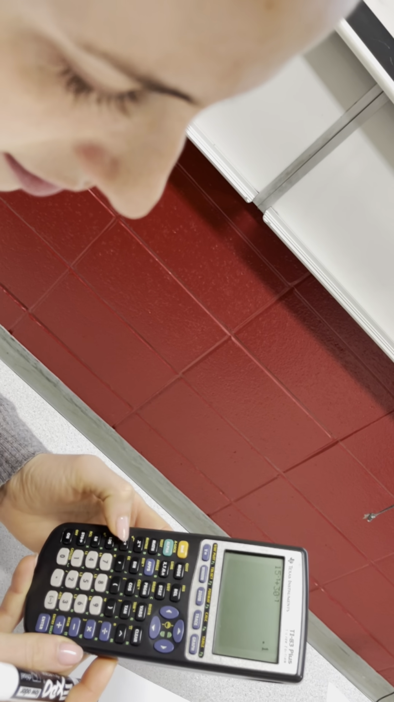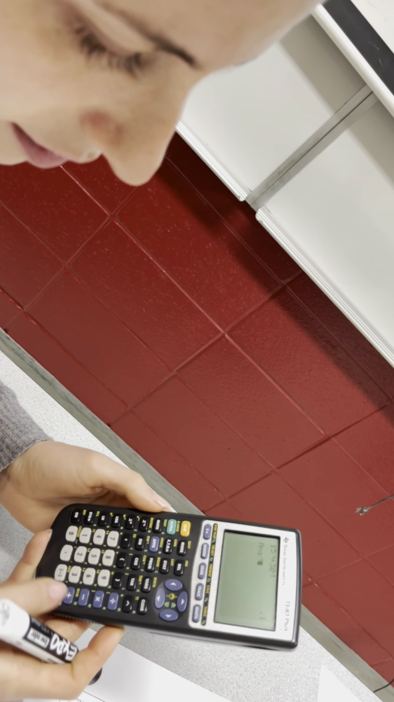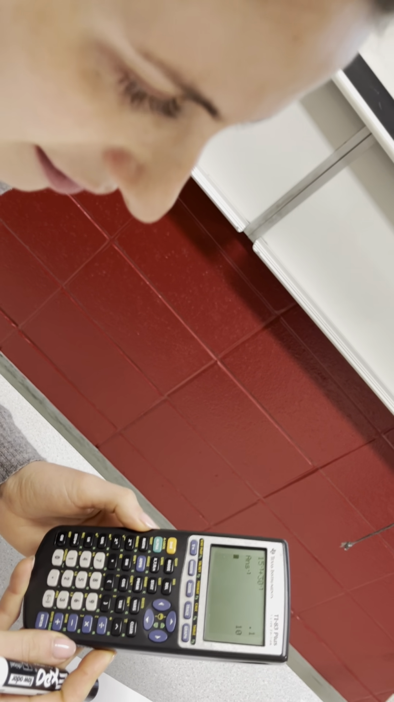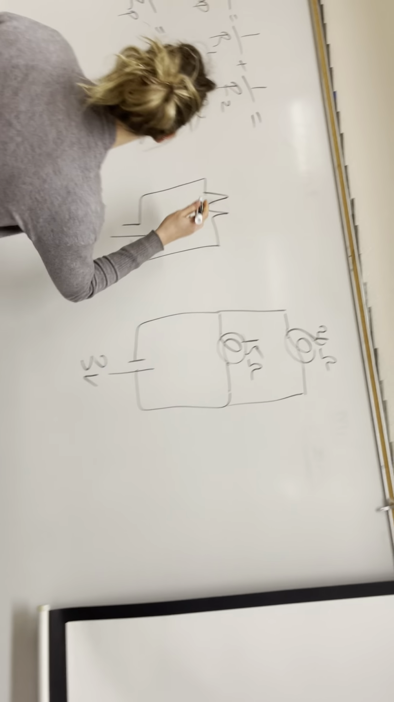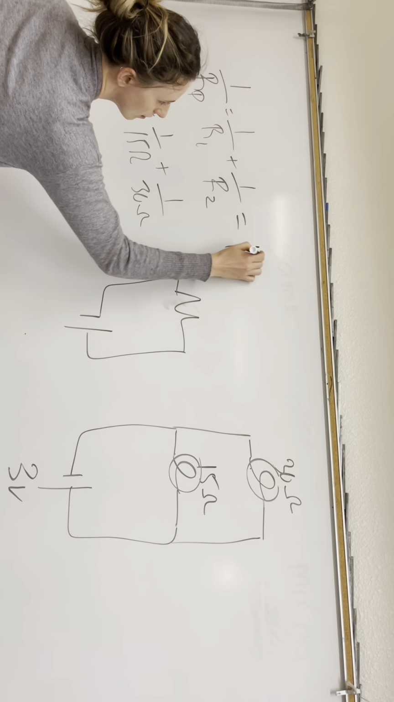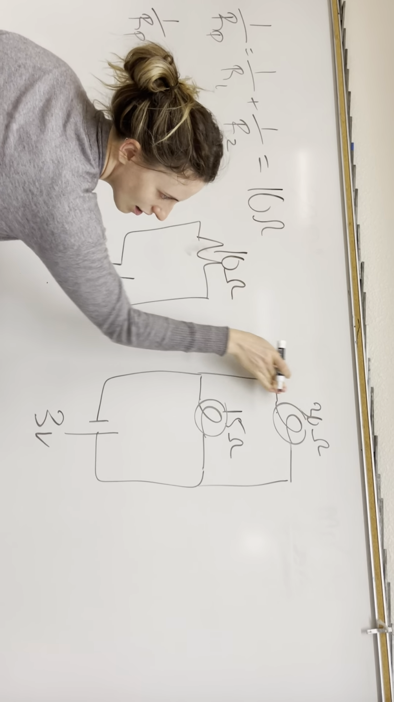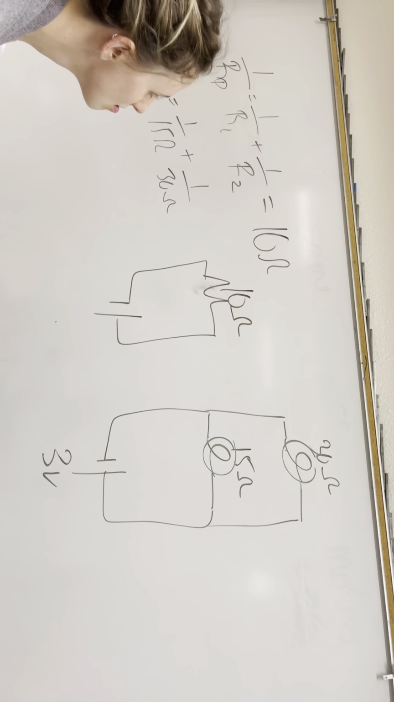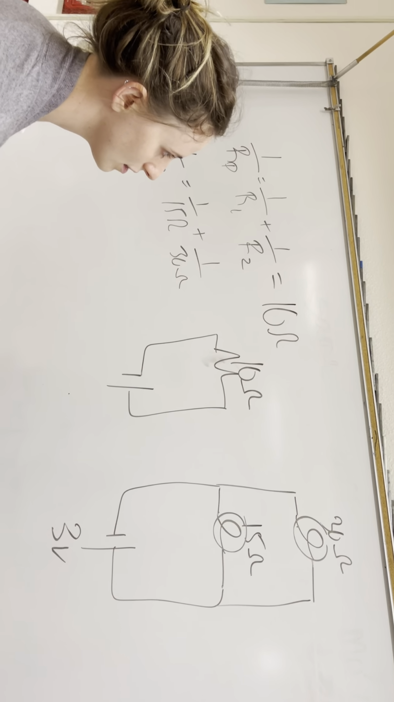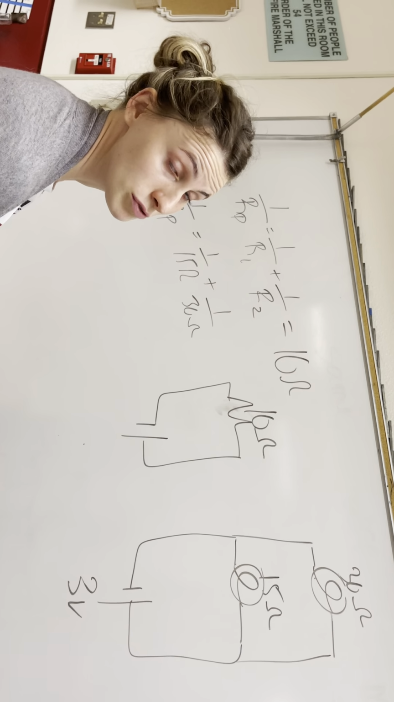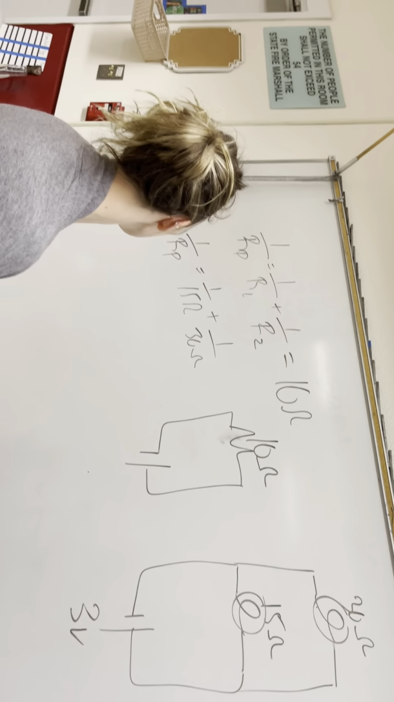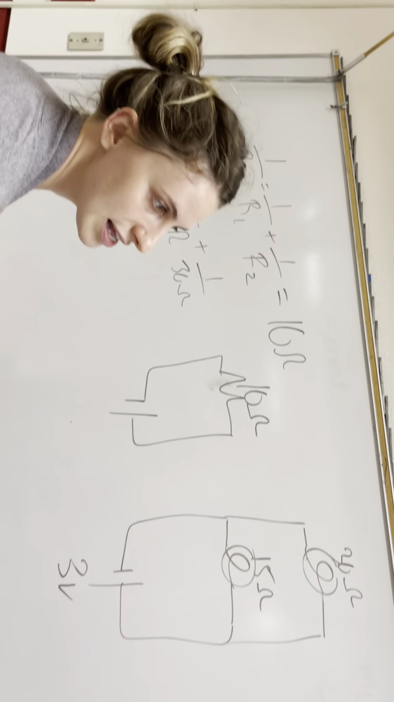Are we done yet? 0.1 is not the answer. You have to hit the x to the negative 1 again. I get 10 ohms. And you have an expectation of what the answer should be, because it should be less than either of the resistances that are already there, because it's a parallel circuit. That's a really great point. So that's that first one.